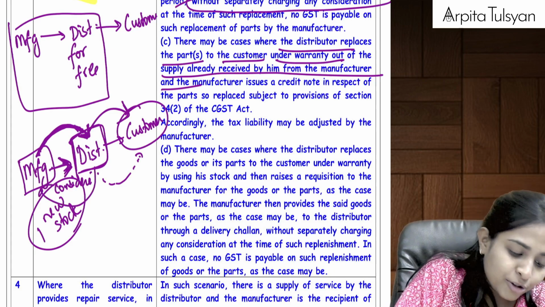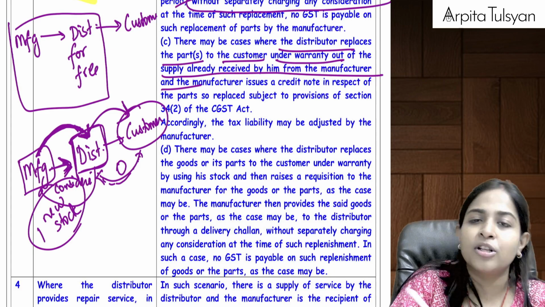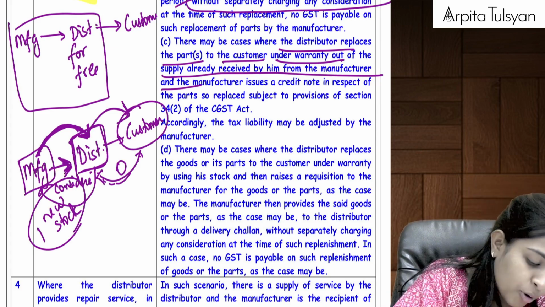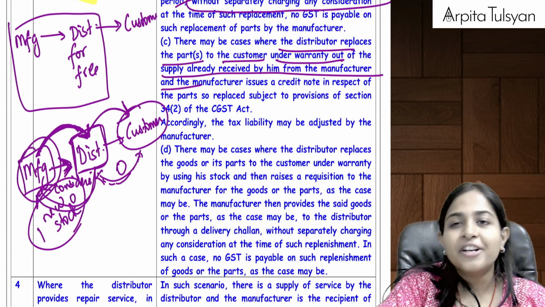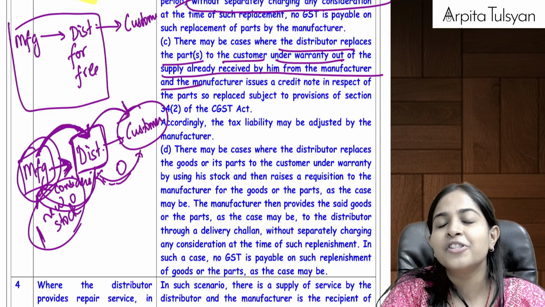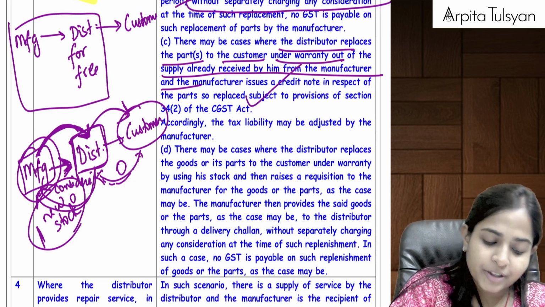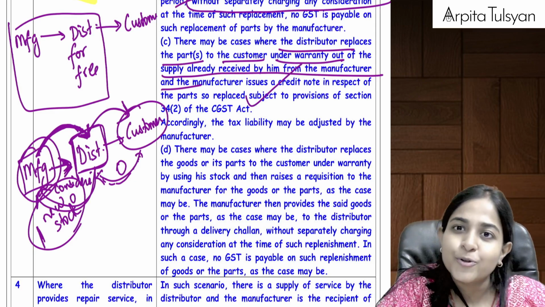Because the distributor also did not get any money from the customer. From customer to distributor, the consideration was zero. So how can the distributor pay it to the manufacturer? So the manufacturer will reverse that sale transaction. One new sale transaction will be reversed by issuing the credit note. That is given here because we are doing replacement from the new stock.